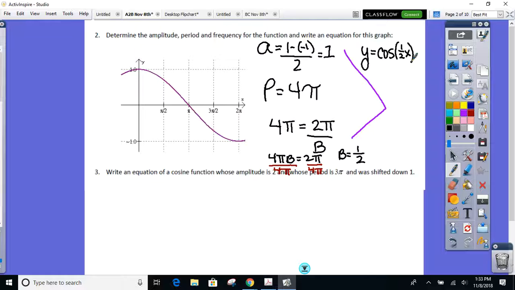So let me go over here now. Shift. You guys already told me the max was 1 plus the minimum, negative 1 divided by 2. What do you see about the c value? 1 plus negative 1 divided by 2? 0. So what's that telling me? There is no shift. If you want to put plus 0 at the end, feel free. But there's our equation. So I got A, period, frequency, C value, equation.